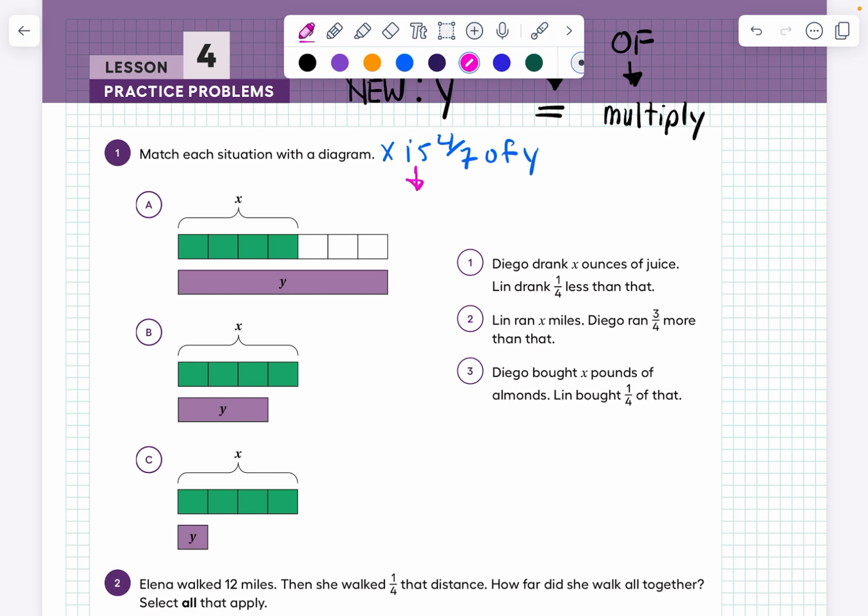And now I'm going to translate that into an equation. X equals 4/7 Y. And the preferred equation is always Y equals. So I'm going to take the reciprocal equation. And that means that my answer to A would be Y equals 7/4 X.